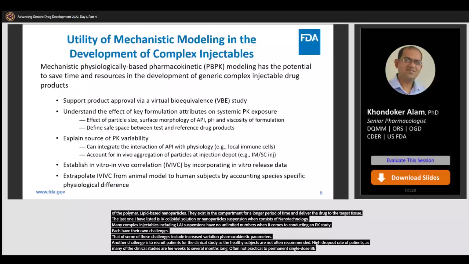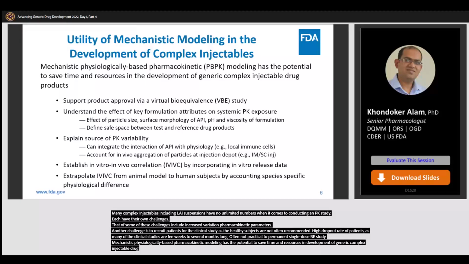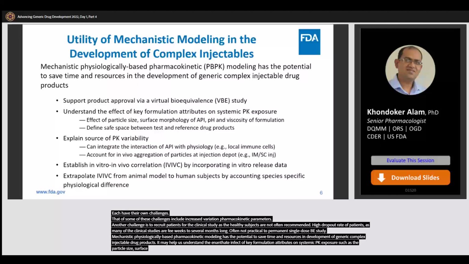Mechanistic physiologically based pharmacokinetic modeling, or PBK modeling, has the potential to save time and resources in the development of complex injectables. For example, PBK modeling may support drug approval via virtual bioequivalence study, and may help us understand the effect of key formulation attributes on the systemic exposure, such as the effect of particle size, surface morphology of APIs, pH or viscosity of the formulation on the systemic PK profile. We can also use PBK models to define safe space for critical formulation attributes. PBK modeling can also be utilized to explain potential sources of PK variability.